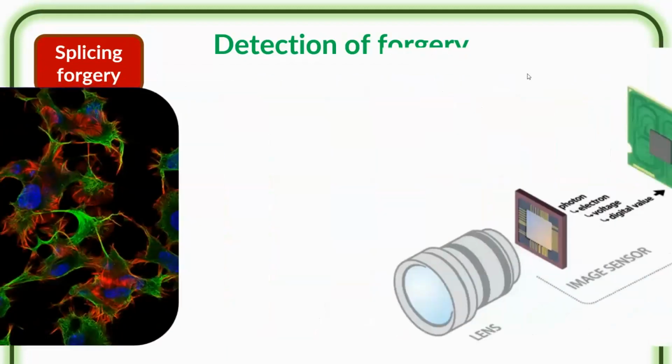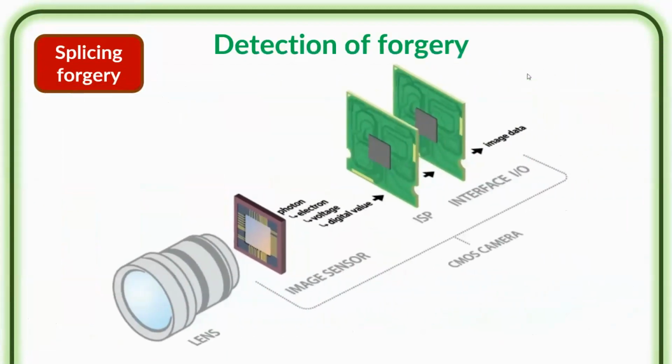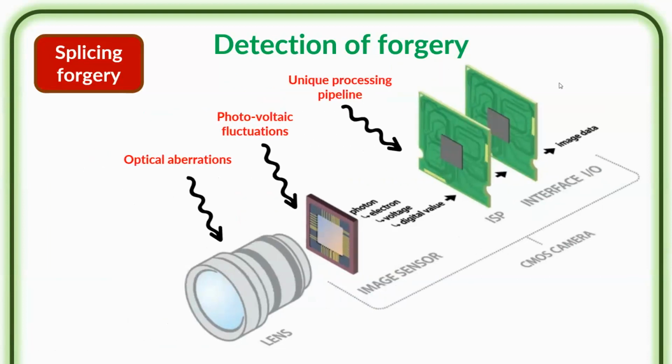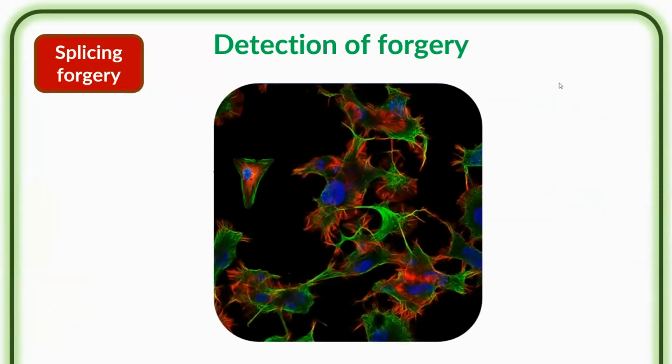What do I mean by that? This is just a very quick run-through. Generally when an image is generated, you have a lens, you have an image sensor, then you have a lot of post-processing going on after the image has been taken. In the lens, we can have spherical or cylindrical, also known as optical, aberrations. In the sensor, we can have a lot of photovoltaic fluctuations, and the processing pipeline can be unique to different manufacturers. For example, a Canon camera will process the image slightly differently to a Nikon camera. So a lot of these changes actually change the underlying noise pattern.